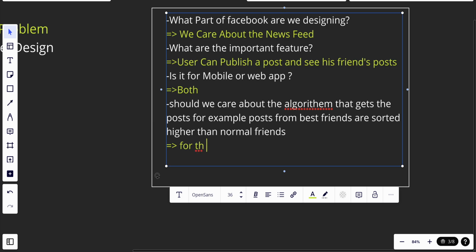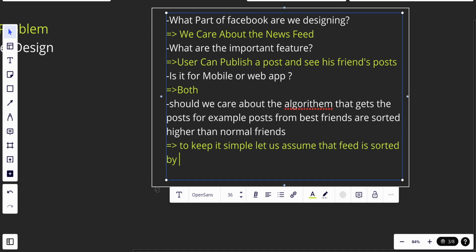And we assume that our interviewer will say that for the simplicity, because we have only 45 minutes, to keep it simple, let us assume that the feed is sorted in reverse chronological order.